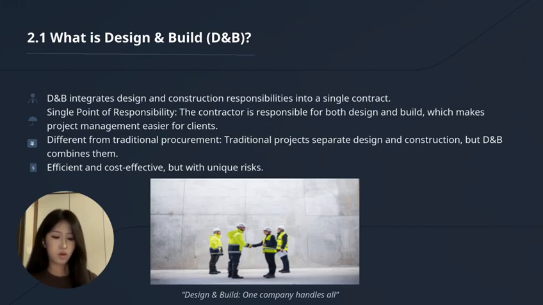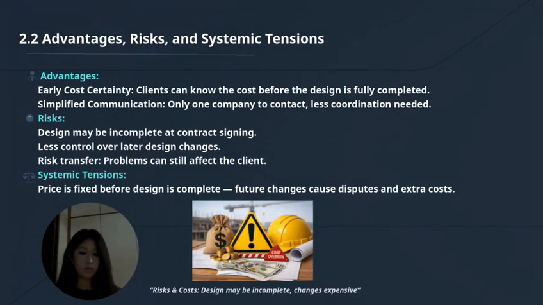For example, if a university wants to build a new library, they can use D&B. One company will design and build everything, which saves time and makes responsibility clear. D&B has some advantages. First, it makes project management easier because there is only one company in charge. Second, the client can know the project cost earlier, which helps with budgeting. But there are risks too.